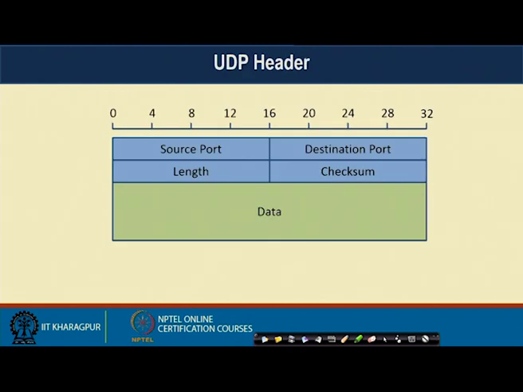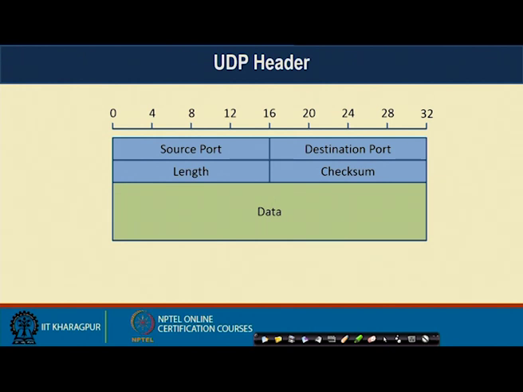This is the structure of the UDP header. Earlier we looked into the structure of the TCP header. Compared to the TCP header, this UDP header is fairly simple. You only have 4 different fields: the source port, the destination port, the length and the checksum. That is all, and then you have the data. The source port and the destination port are the server port and the client port. The length field is required to find out how much data is there in your UDP datagram, and the checksum field is to check the correctness of the packet.